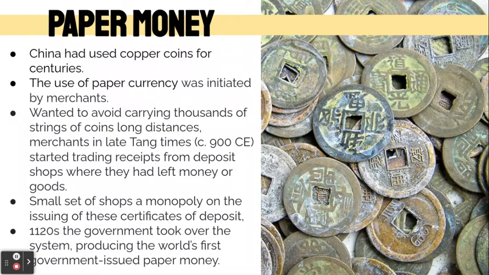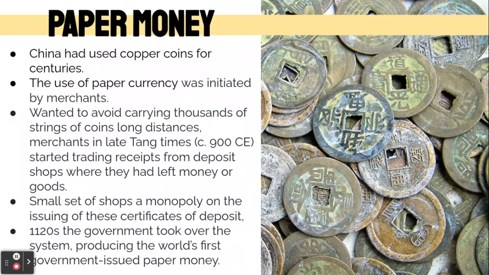All right, China, I mentioned before, were the first ever to develop paper money. So the use of paper currency was initiated by merchants. The earliest Chinese coins looked like this. They had a hole in the middle so that you could string them. If you're like a merchant, you could put them on a string and easily carry them with you.